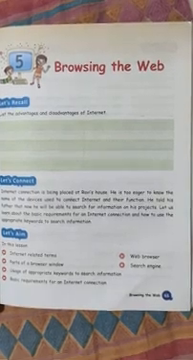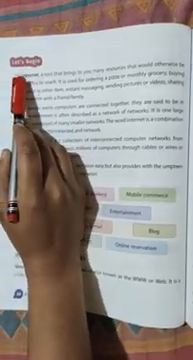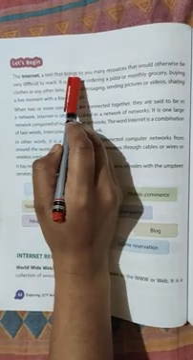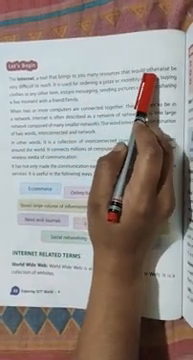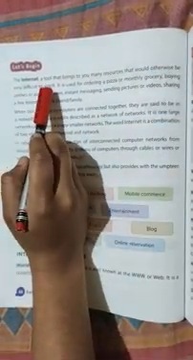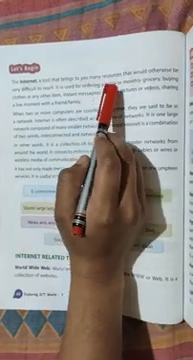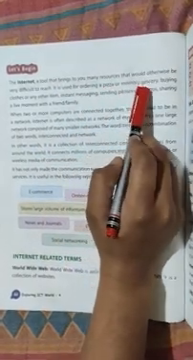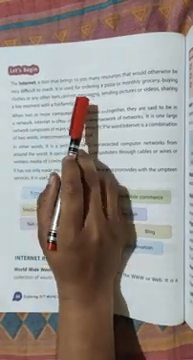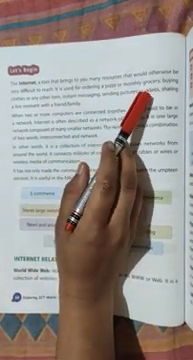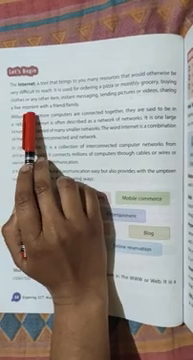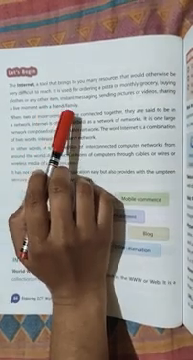Let's begin. The internet, a tool that brings to you many resources that would otherwise be very difficult to reach. It is used for ordering a pizza or monthly grocery, buying clothes or any other item. Instant messaging, sending pictures or videos, sharing a live movement with a friend or family.